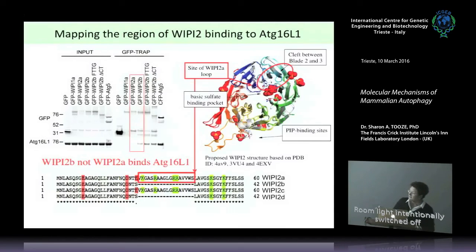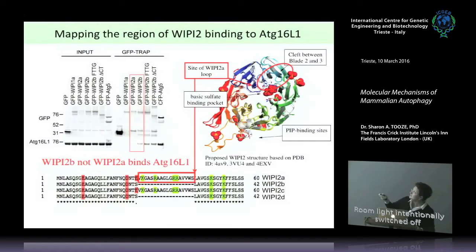And what's important in this insert, as you probably would start to guess, are these charged residues. So this is the crystal structure of the WIPI2, which is predicted based on the yeast protein. So we don't know the human crystal structure. But what we could see is that this insert, which is here, is adjacent to a basic sulfate binding pocket. So there's some charged residues here that are in the crystal structure of the yeast protein binding sulfate. There's also a cleft here between blades 2 and 3 of the beta propeller, which are adjacent to this loop. So it's not very clear in this structure. But this loop actually is overlaying this cleft between blade 2 and blade 3 of the WD domain-containing protein.